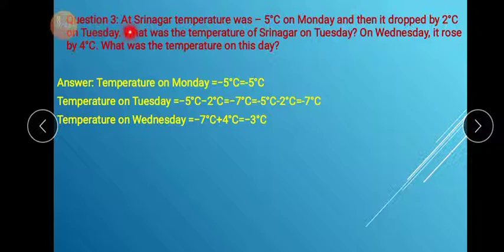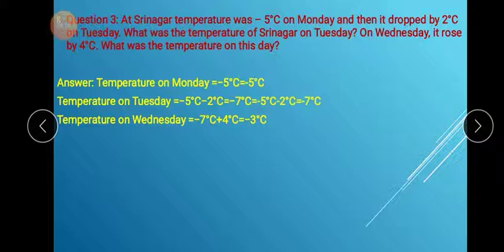Question number 3. At Srinagar, temperature was -5 degree on Monday. So in Srinagar, on Monday, the temperature was how much? -5. And then it dropped by 2 degrees Celsius on Tuesday. So on Tuesday, 2 degree it reduced, goes down. So what will be the temperature of Srinagar on Tuesday?